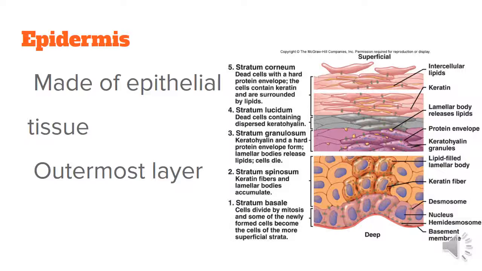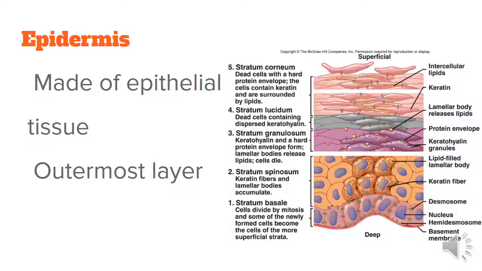So the epidermis itself is made of epithelial tissue. It's the very outermost layer. You have the stratum corneum, which is this layer on the top here, dead cells with a hard protein envelope. They contain keratin surrounded by lipids. Those are at the top. Then you have the stratum lucidum, dead cells containing dispersed keratohyalin. We don't need to know that one.